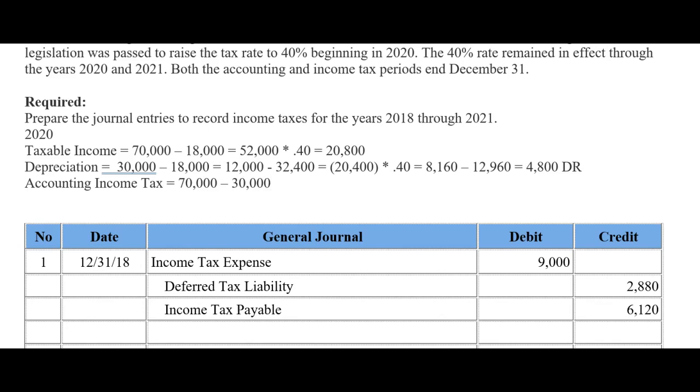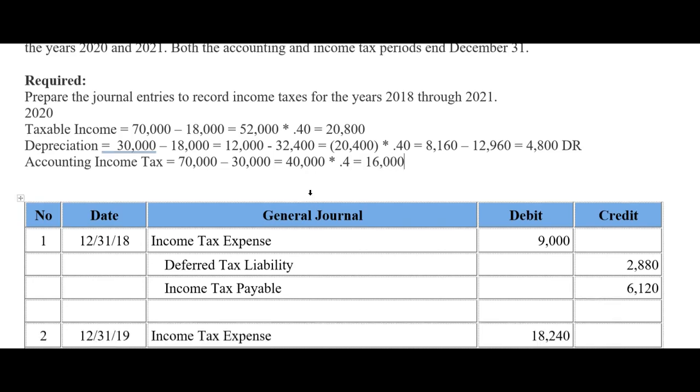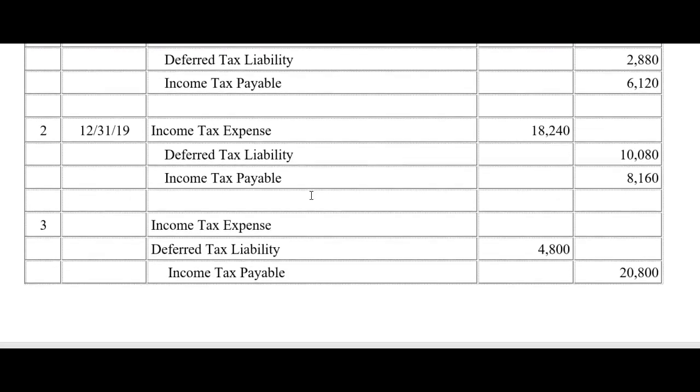So that brings us to an accounting income before tax of $40,000. Then we're going to multiply that by the 0.4, the new rate, and that gives us $16,000. So that's the amount we would report on our income statement. Well, is that how much we need to balance?